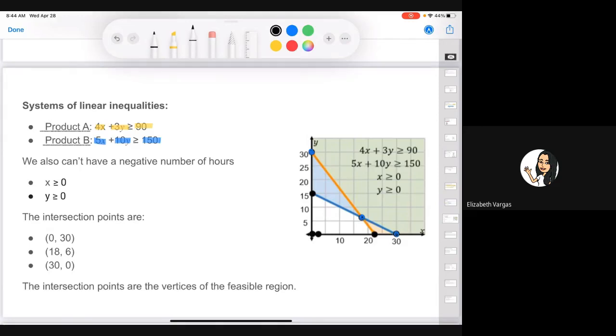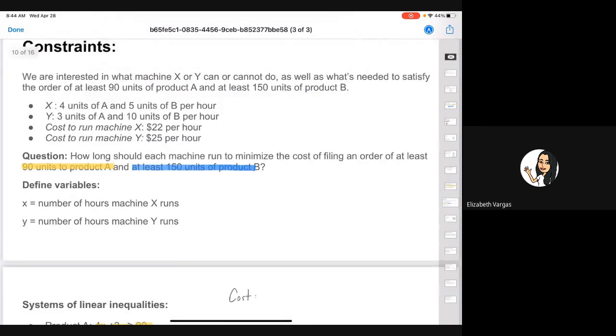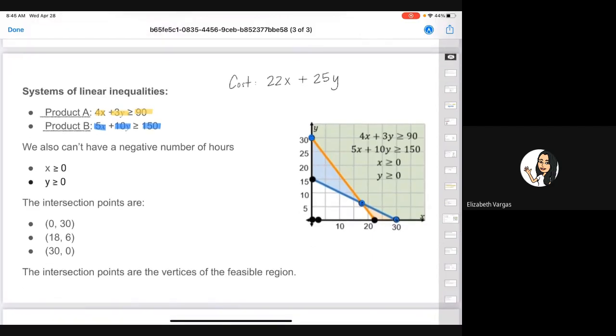My objective function is going to be cost. I'm trying to minimize the cost. And if I'm trying to minimize the cost, I know that the cost to run X is $22 per hour and the cost to run Y is $25 per hour. So $22 for X and $25 for Y. That is my objective function. So now I can plug my intersection points into that objective function.